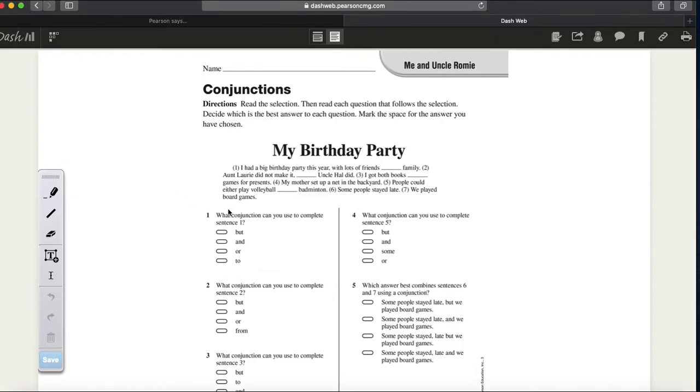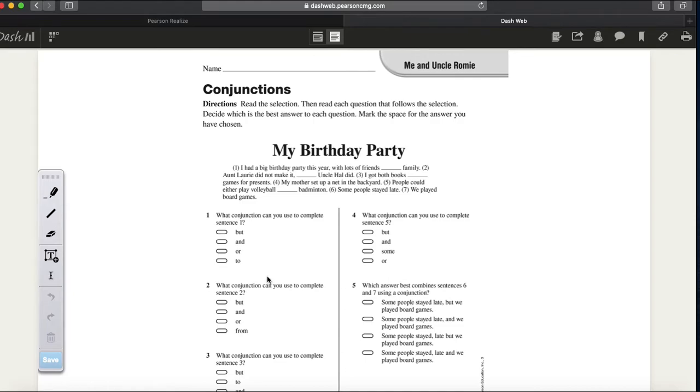Now, question number 1. What conjunction can you use to complete sentence number 1? I had a big birthday party this year with lots of friends. Which conjunction should I use here? Lots of friends, but family. Lots of friends and family. Lots of friends or family. Which conjunction can be used? Lots of friends, and family. Why? Because I add information. So number 1 is and.